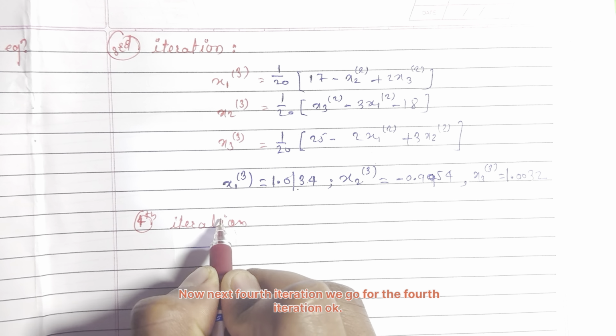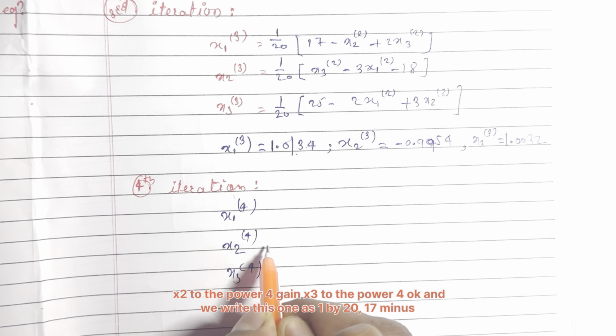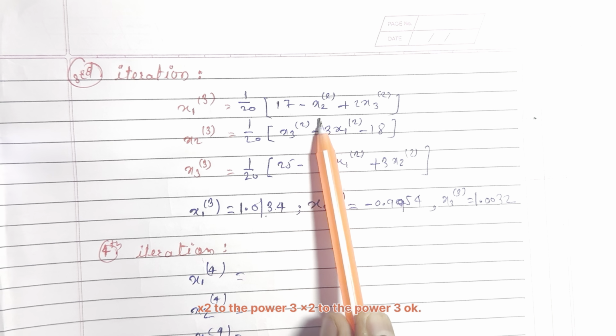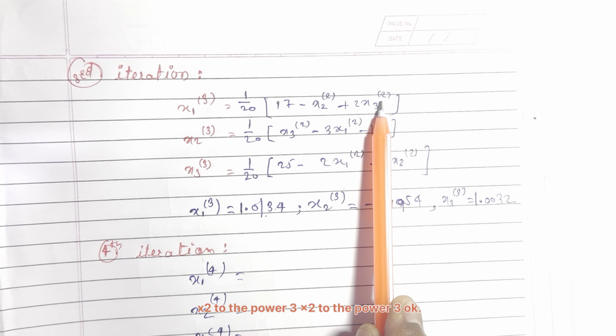So what is the fourth iteration? It says to take x1 to the power 4, again x2 to the power 4, again x3 to the power 4. And we write this one as 1 by 20 into 17 minus x2 to the power 3, and so on; the second one you have to take with the value 3.